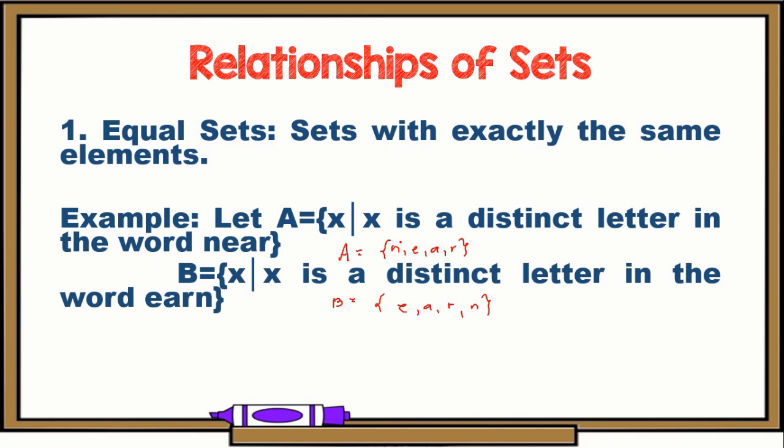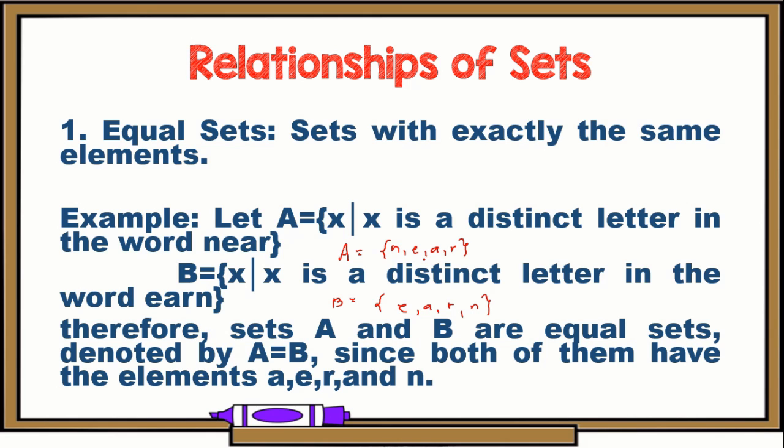Now let's look at the elements inside both sets. N is here. Also, it is in set B. E can be found on both sets. Also, A and R can be found on both sets. Nothing more, nothing less. Exactly the same yung elements nila inside. Therefore, sets A and B are equal sets denoted by A is equal to B. So we are going to use the equal symbol since both of them have the elements A, E, R, and N.